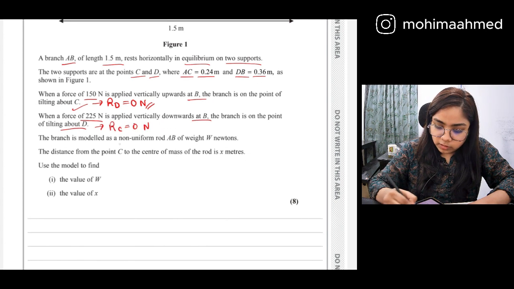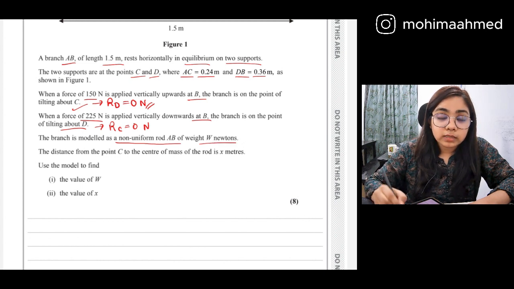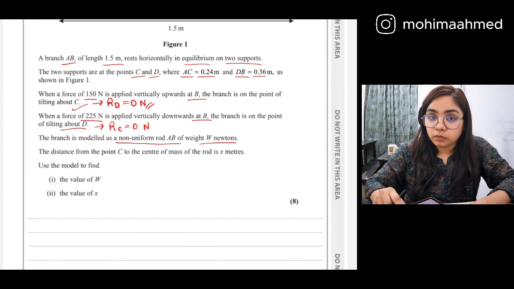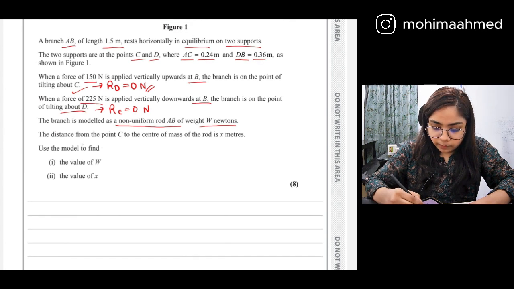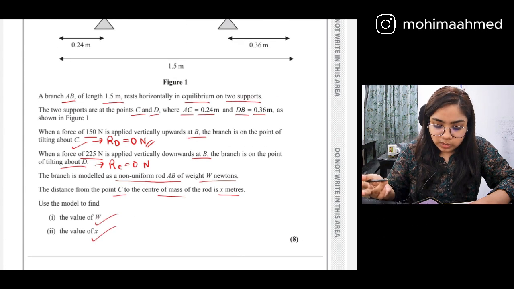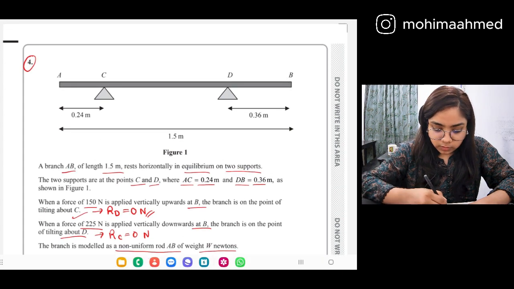The branch is modeled as a non-uniform rod of weight W newtons. Non-uniform means that this time the weight will not act from the center of the length. It will act from any section. The distance from point C to the center of mass is x meters, and we need to find the values for the weight and x. There are two situations given, when it was about to tilt about point C and when it was about to tilt about point D. We have to draw two different diagrams for these two scenarios, so let's start with this diagram first.